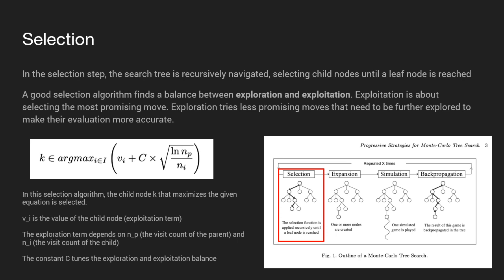We can see that it depends on np, which is the visit count of the parent, divided by ni, which is the visit count of the child. So if there's a situation where the node's parent has been visited a large number of times, but this child hasn't really been visited a lot, then that exploration term is going to be higher. And we multiply that by a constant c that allows us to tune that exploration and exploitation balance.